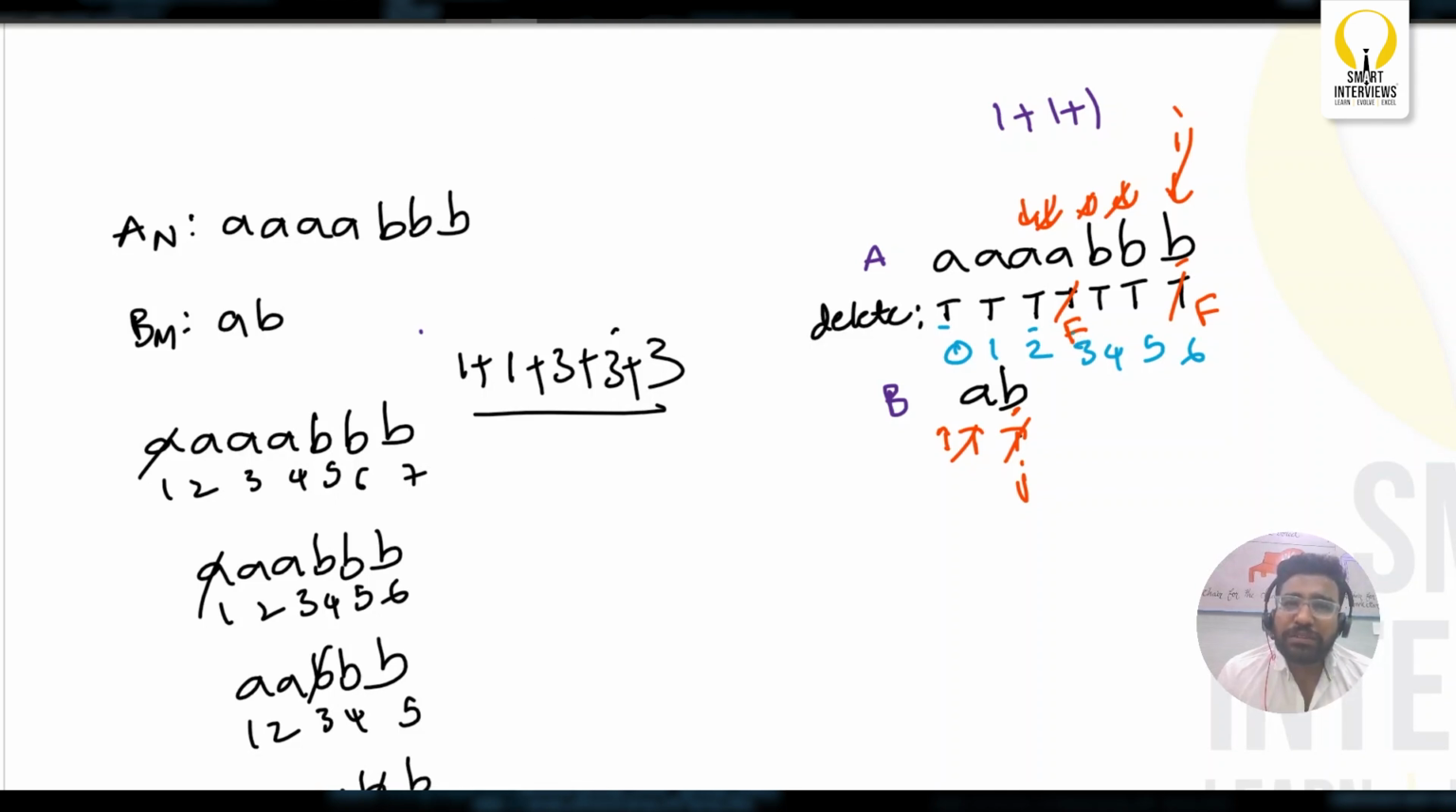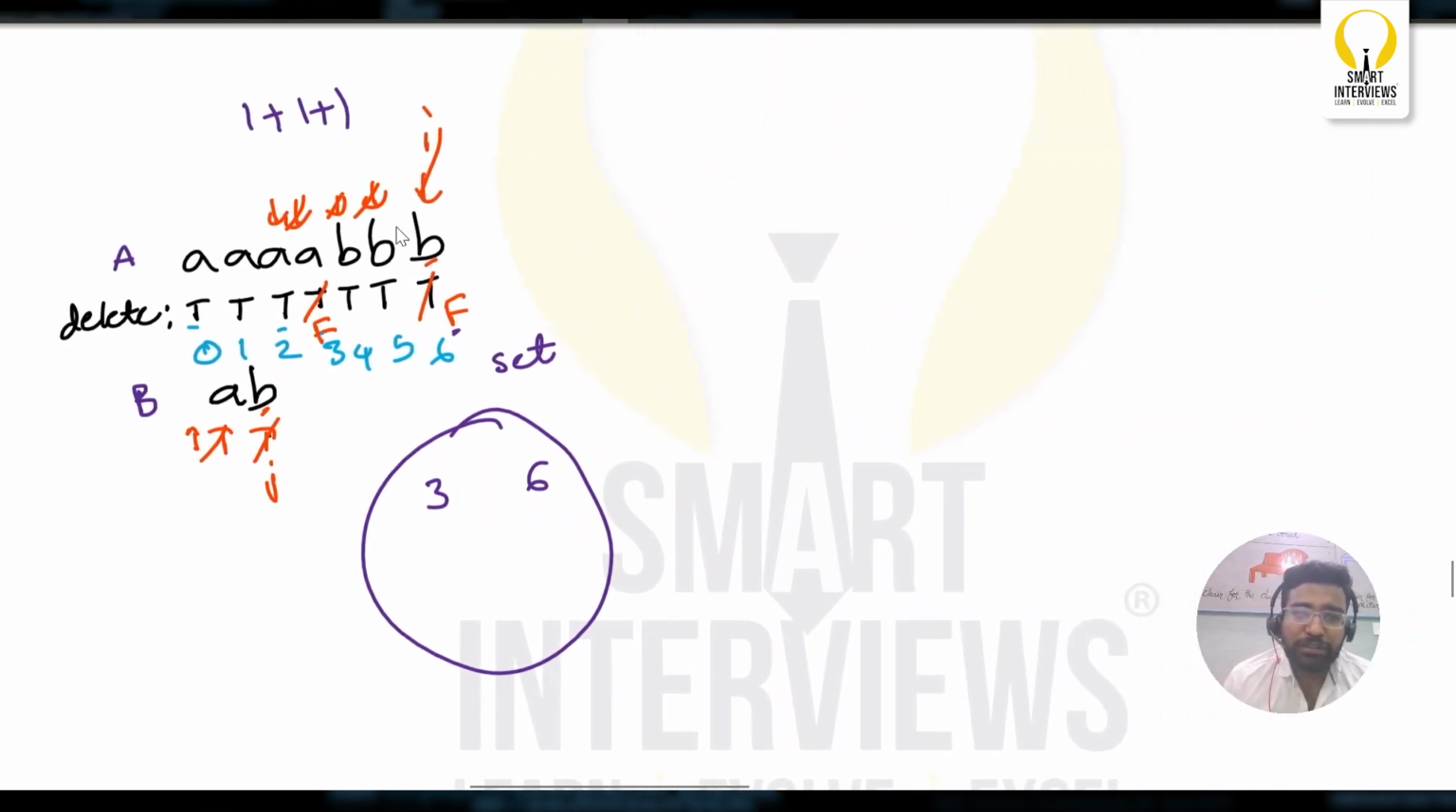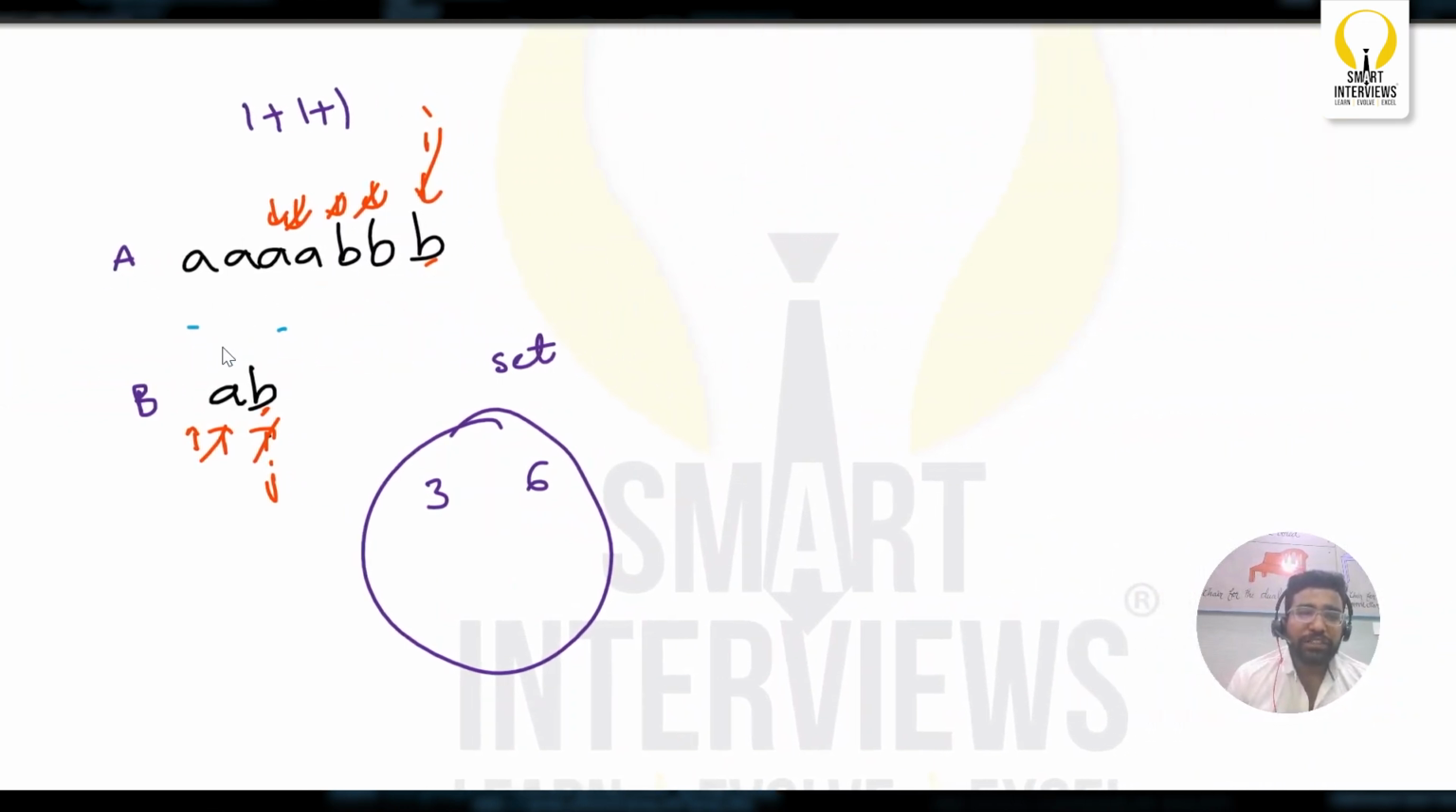The other way is to maintain an unordered set. Instead of having this delete array and marking them false, every time we can store these indices. We can store indices 3 and 6 in the set. Now once we have this, what can we do? Let's say we have this set instead of the delete array.